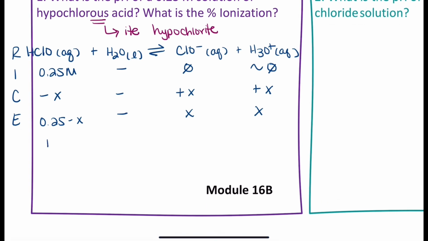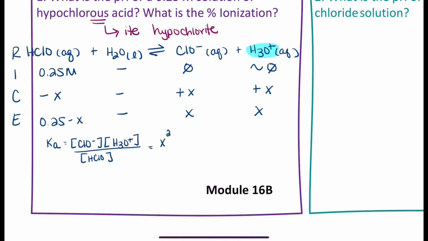When I write my K expression here, again, it is Ka because I am producing an acid here. I'm producing hydronium. If I was producing hydroxide, I would do Kb. Because I have hydronium, I know it's Ka. ClO minus concentration times the H3O plus concentration divided by the HClO concentration.